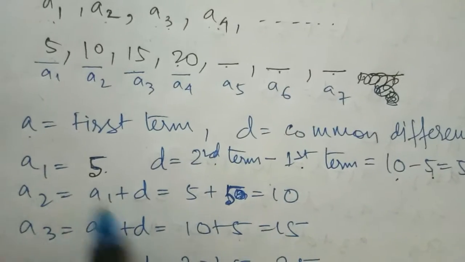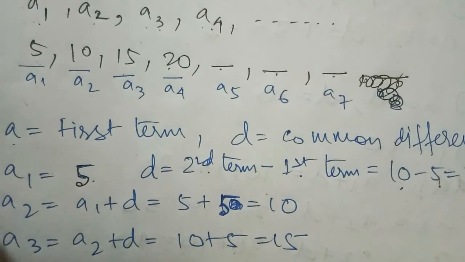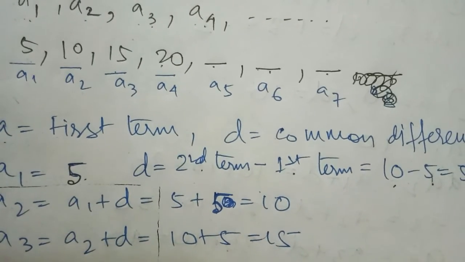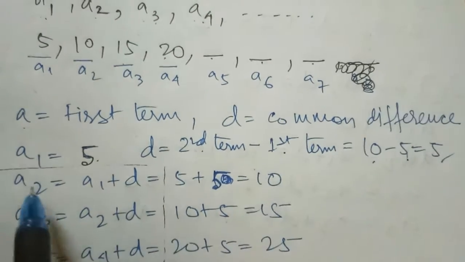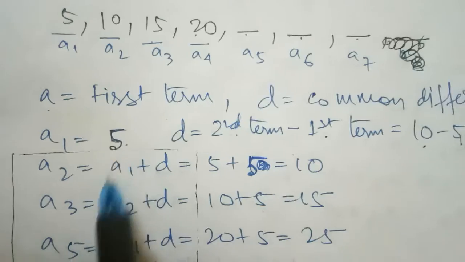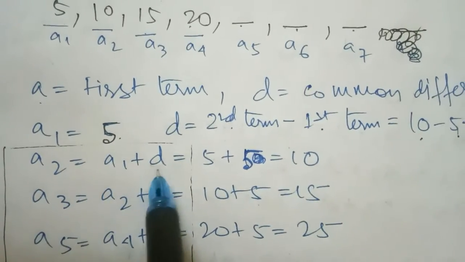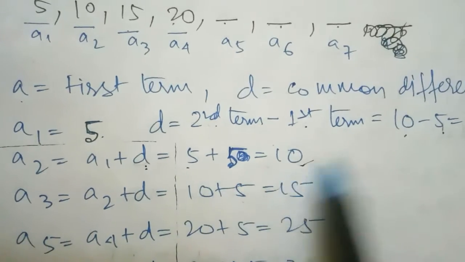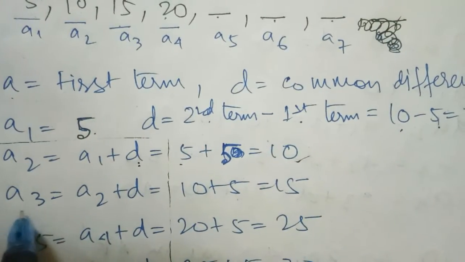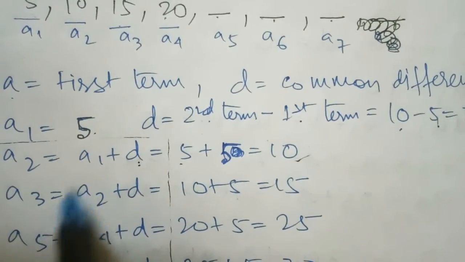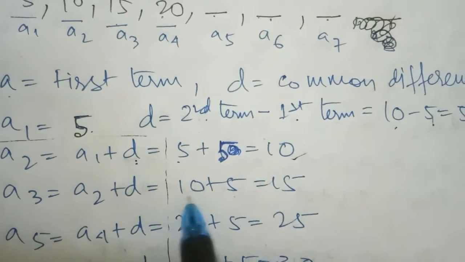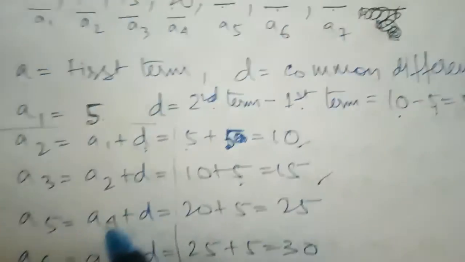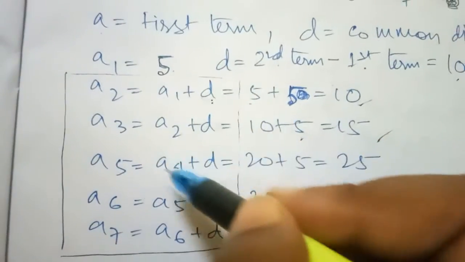Now here is the formula I've written. See this part particularly, take it properly, you can easily see that this is the formula part. A1 is 5. Now A2, I've written, is A1 plus D, that is 5 plus 5, which is 10. If we want to find A3, then add D to A2: A2 plus D, that is 10 plus 5. These are constant.